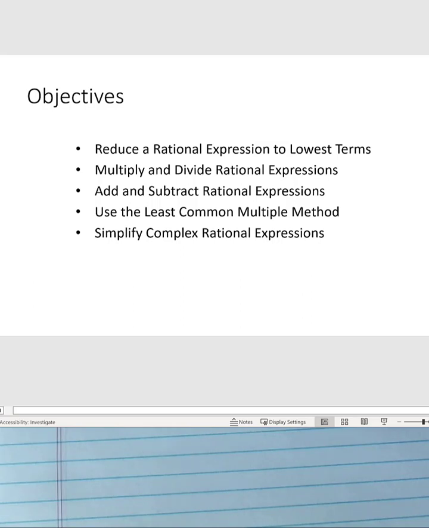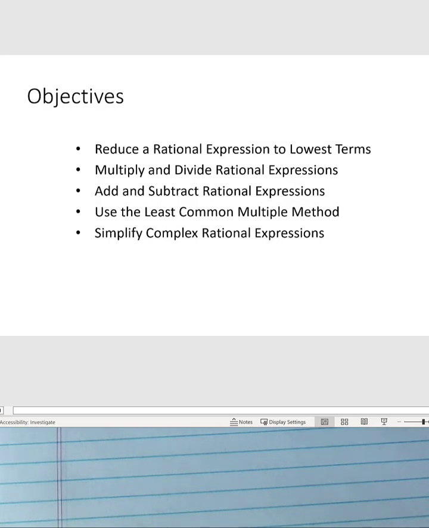Well, welcome to looking at rational expressions. So in this video, we're going to reduce a rational expression to lowest terms, multiply and divide rational expressions, add and subtract rational expressions, use the least common multiple method, and simplify complex rational expressions.